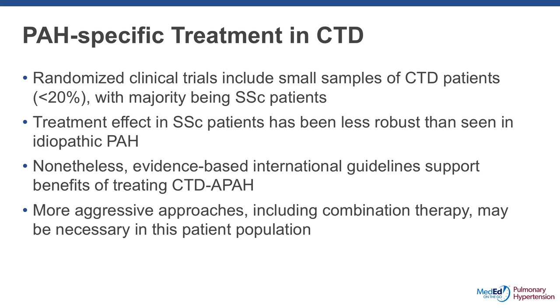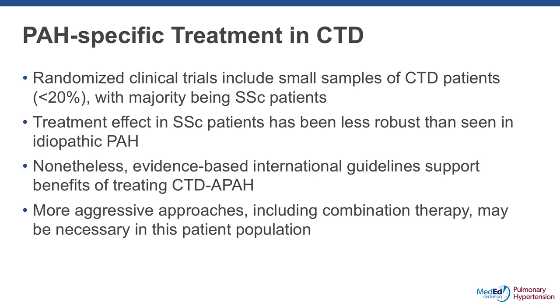So in the treatment of patients with connective tissue disease associated PAH, we have to recognize that these patients are often underrepresented in clinical trials. They usually represent one fifth to one quarter of the patients that we study in any given PAH study. It's also very clear that the treatment effect, whether it's monotherapy or combination therapy, seems to be less robust in terms of the benefits compared to their idiopathic counterparts.